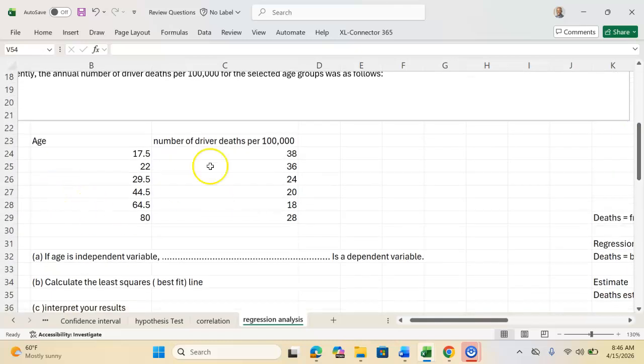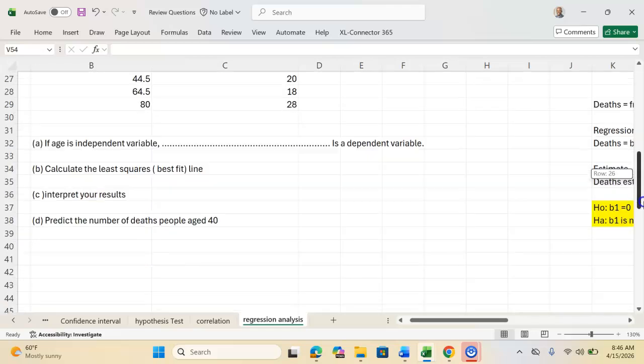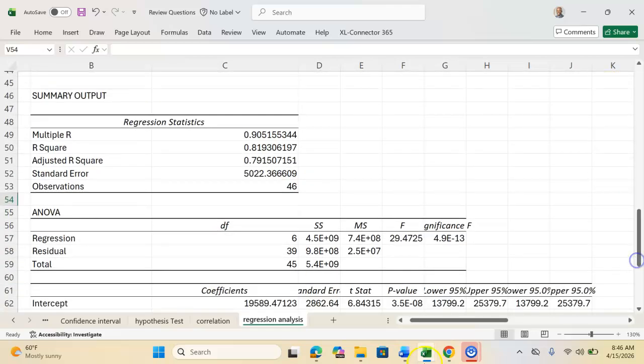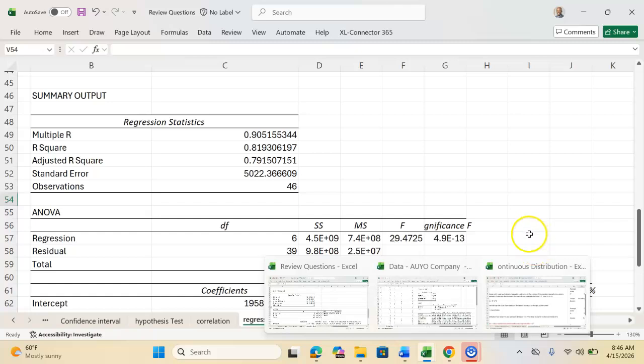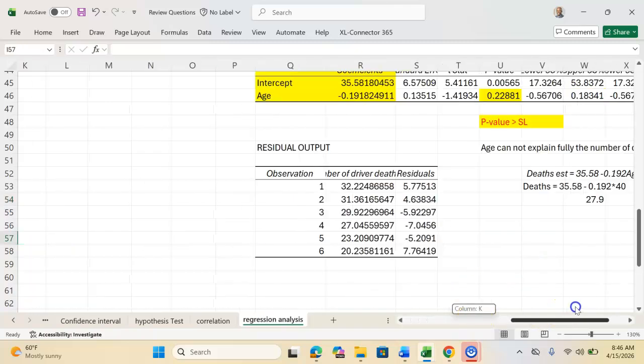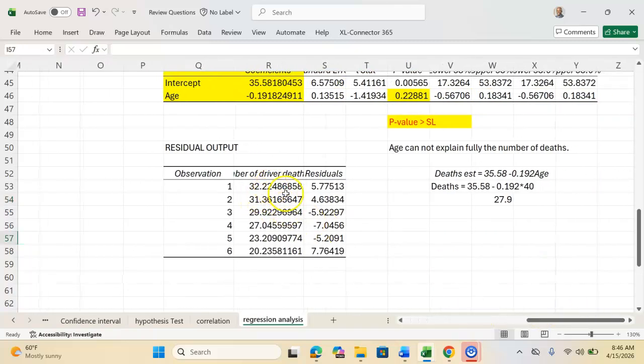Here are the observed values. So we have the estimated number of deaths, and we could compare with the actual deaths, and then we'll see the residuals. Excel already defined residuals. It found residuals for us with the estimations, and that's what we have here. So you can see these residuals.